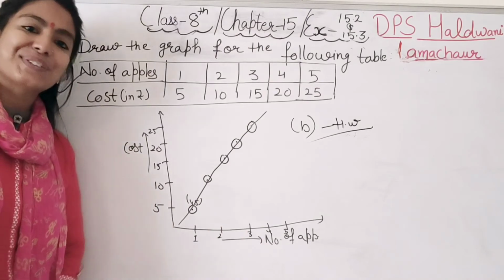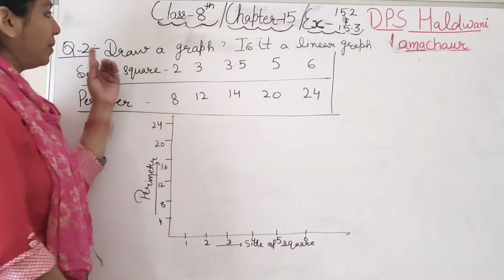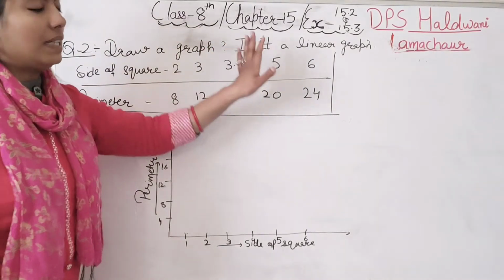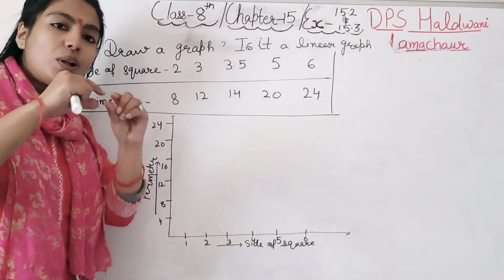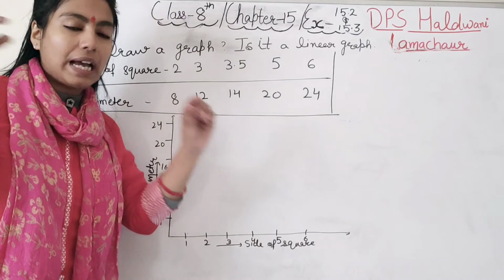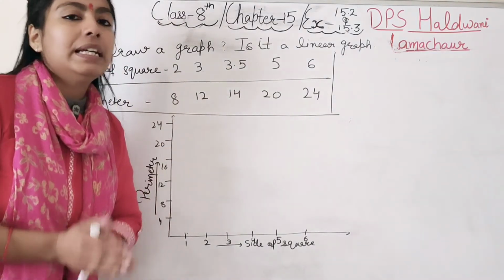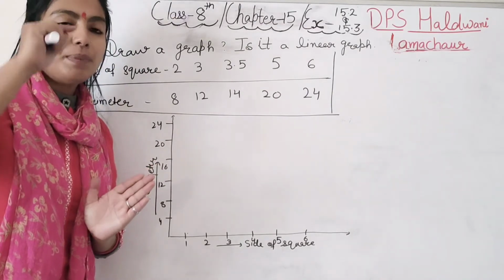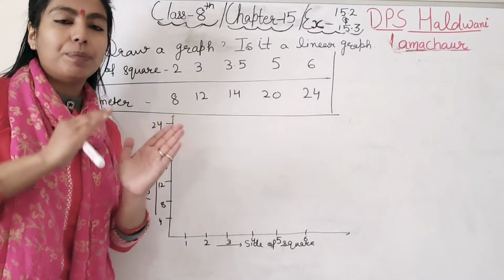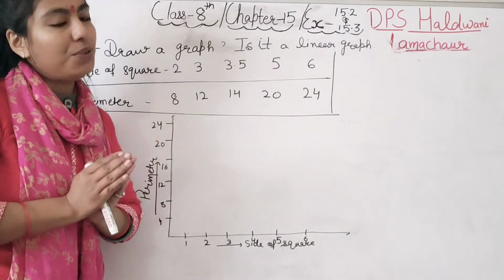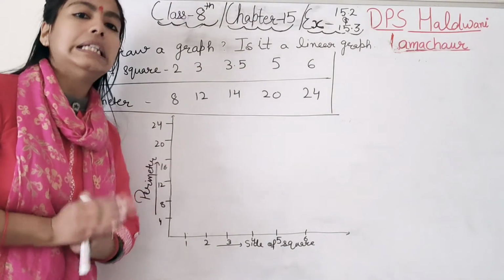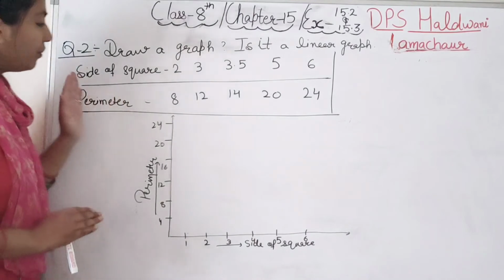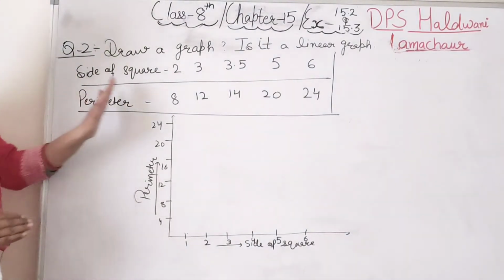Coming to our next question, question number 2. Again the same question. Draw the graph. And you have to tell, is it a linear graph or not? If all the points are in a straight line, in one line only, then it's called, yes, a linear graph. Otherwise, no. If there is even a little discontinuity between the points, then you will say, no, it's not a linear graph. Right, student?